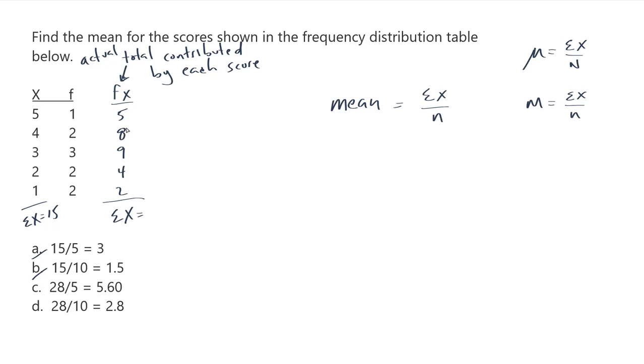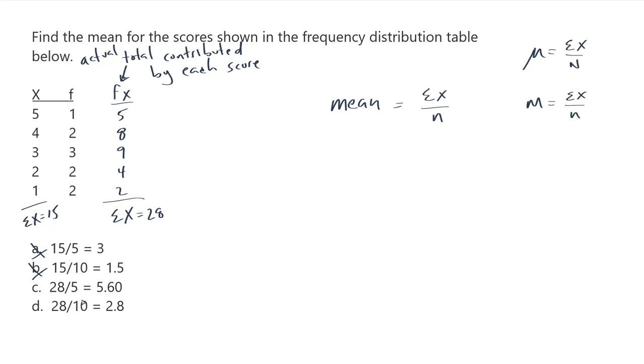Okay, so let's work this out. 5 and 8 makes 13, another 9 makes 22, another 4 gives me 26, and then finally this 2 added on gives me 28. So it's not going to be A, it's not going to be B, it's either going to be C or D. I have a total of 28 on top.